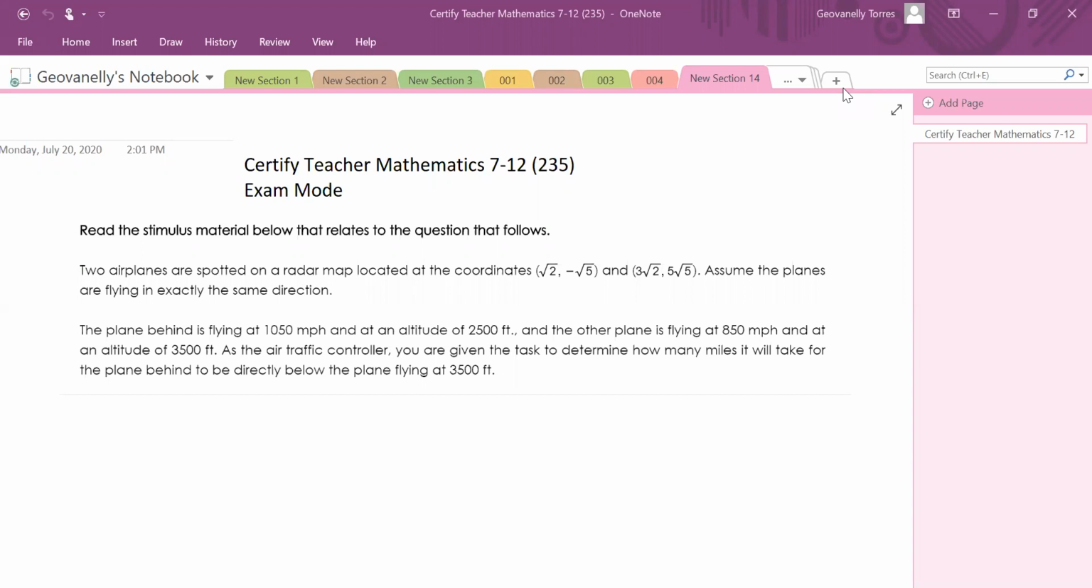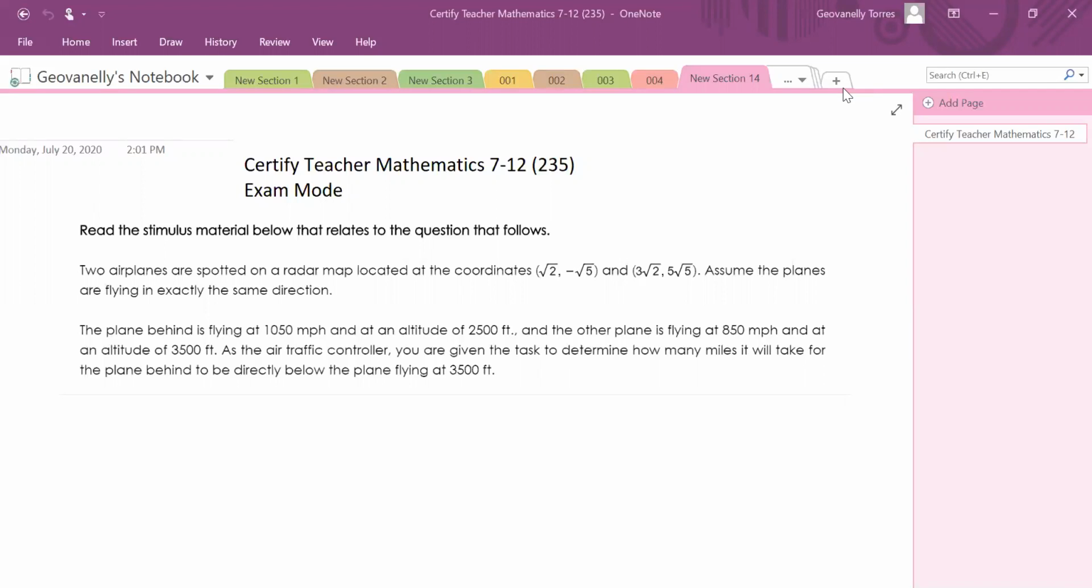And this is our problem. Two airplanes are spotted on a radar map located at the coordinates square root of 2, comma, negative square root of 5, and 3 square root of 2, comma, 5 square root of 5. Assume the planes are flying in exactly the same direction.